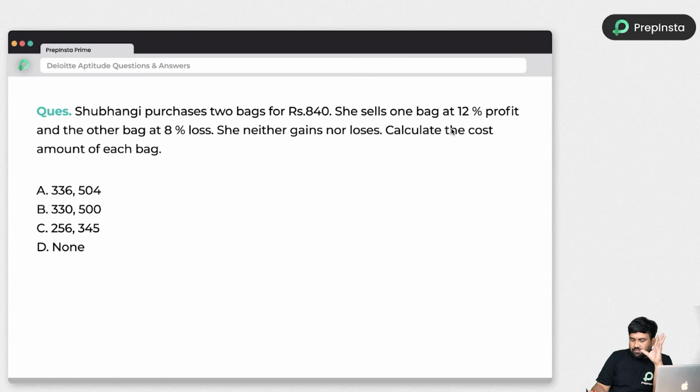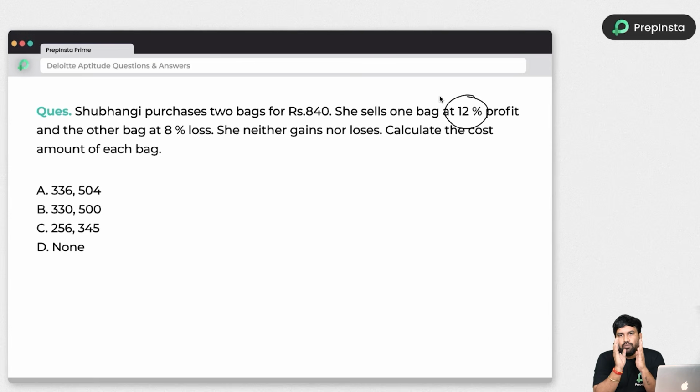I am assuming that we can solve this through alligations and mixtures. So you need to know about alligations and mixtures beforehand so that you can understand easily. If you don't know, prepare from our Prime course. You don't have to worry about that. Okay, so just look at here.